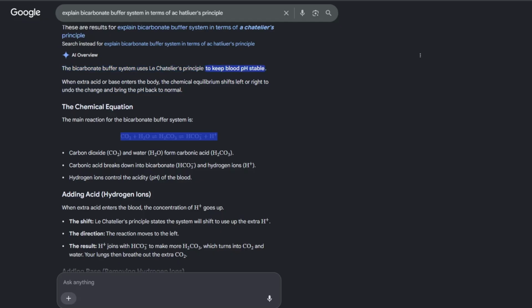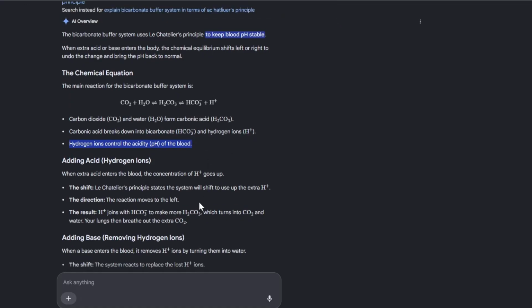Your body uses this bicarbonate buffer system, by the way, so you probably want to follow through with this. CO2 and water form carbonic acid, which is right here. Carbonic acid breaks down into bicarbonate with H plus ions, hydrogen ions, and hydrogen ions control the acidity or pH of the blood. So this is what controls these hydrogen ions. If I add acid, extra acid enters the blood, so this is going up. If this is going up, then the concentration of H plus goes up.